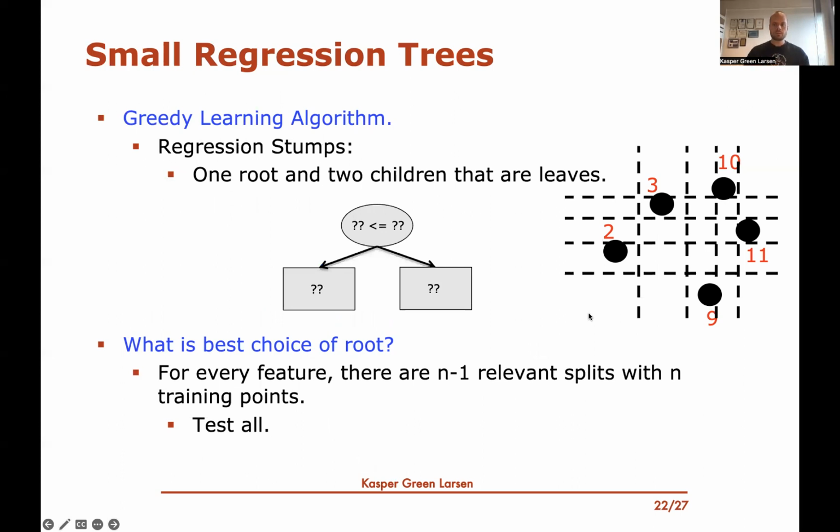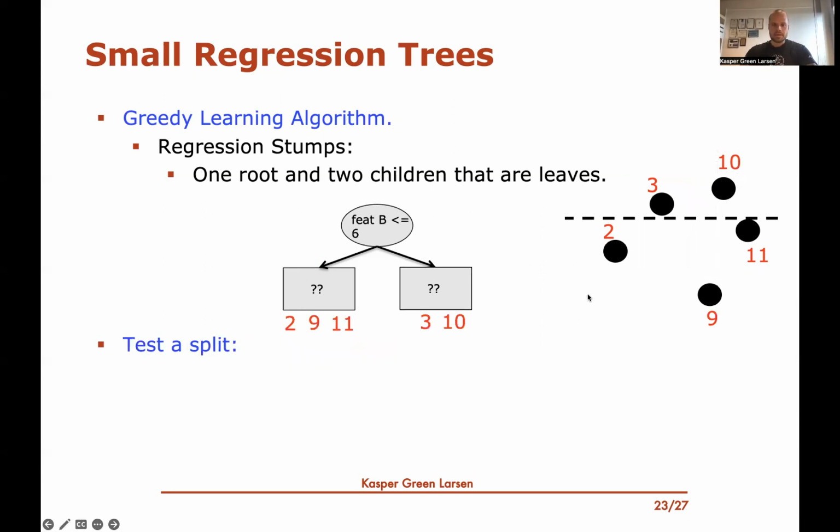Now what could we do if we were to build a regression stump, as it's called in this case? A regression stump is similar to a decision stump: you have a single root that asks a question, and then you have 2 children that are leaves. If you want to choose the best root, the strategy is the same as before. We try all the different features, and for every feature there are n-1 relevant splits between all of the points. So you can just try all the splits on all the features. For any given one, you know which points end up in which leaves, and in the leaves you should just return the mean of the elements that are there.